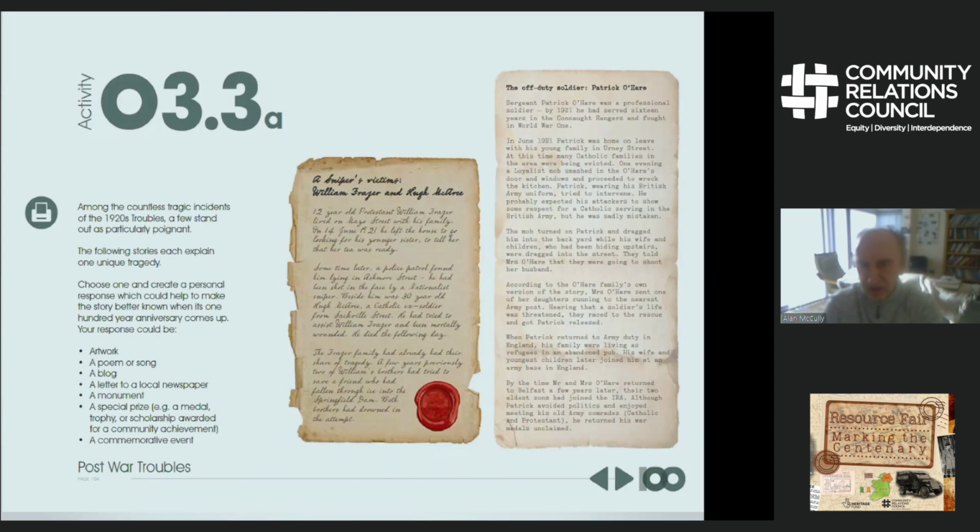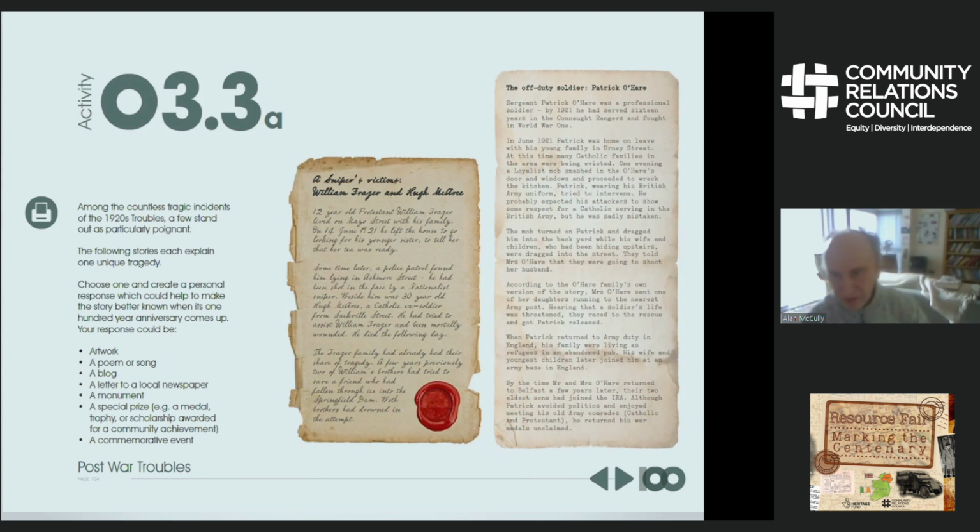I mean, there's just two here. A young lad, William Fraser, a young Protestant, was attacked. Another guy comes to his rescue, a Catholic ex-soldier. He survives, and the soldier is killed.